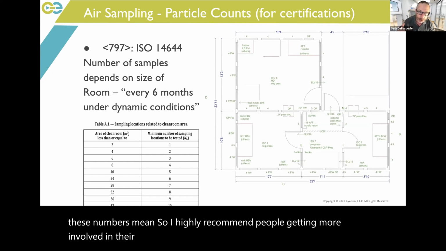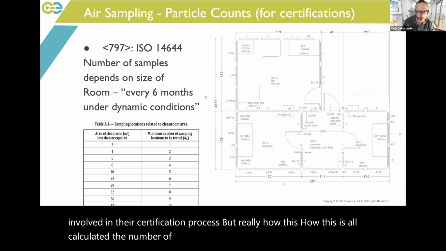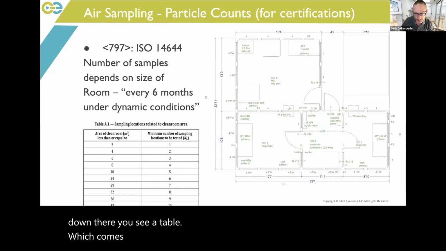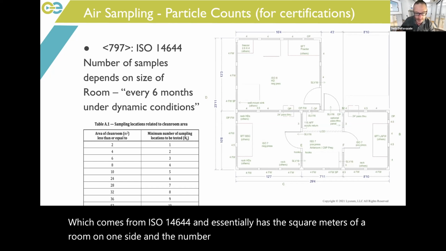But really how this is all calculated, the number of samples depends on the size of the room. And down there you see a table which comes from ISO 14644. And essentially it has the square meters of a room on one side and the number of samples that you're going to test on the other.